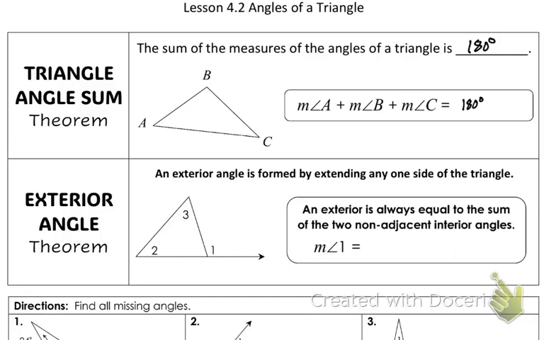Now, an exterior angle is just an angle that's formed by extending any one side of the triangle. I'm going to show you a bunch of examples of that in just a second, but just know that this angle right here is known as an exterior angle. That is an exterior angle.